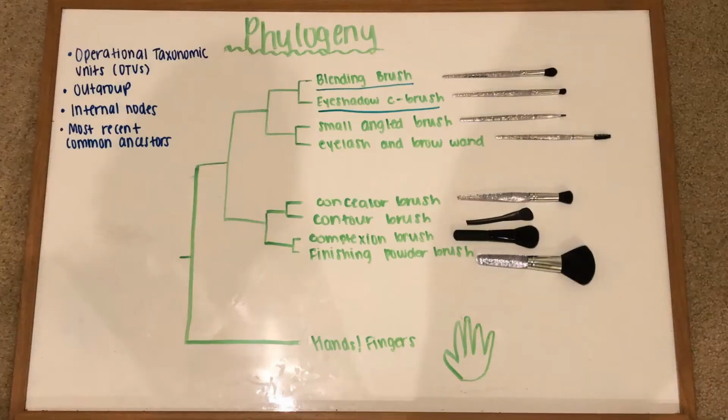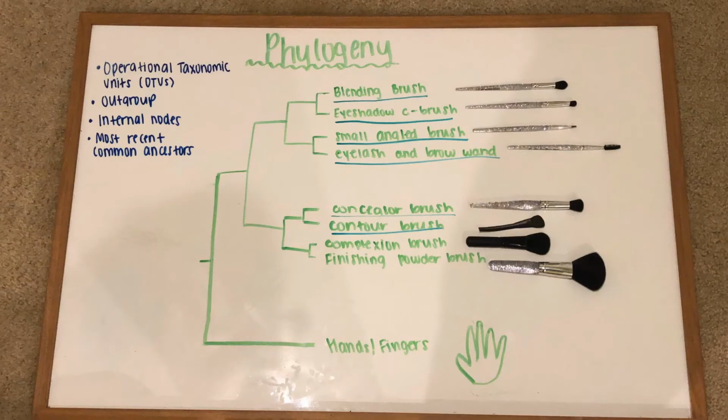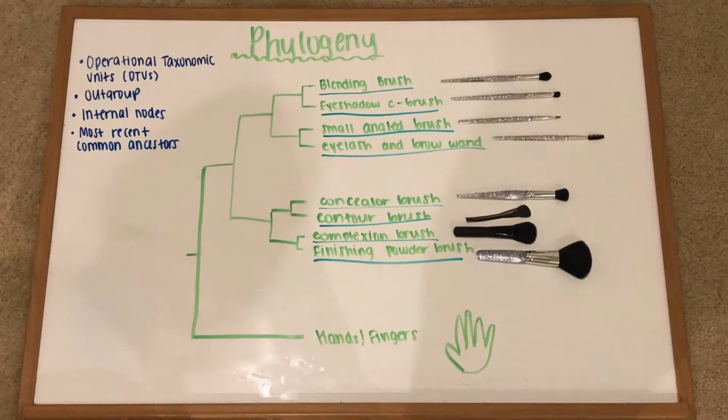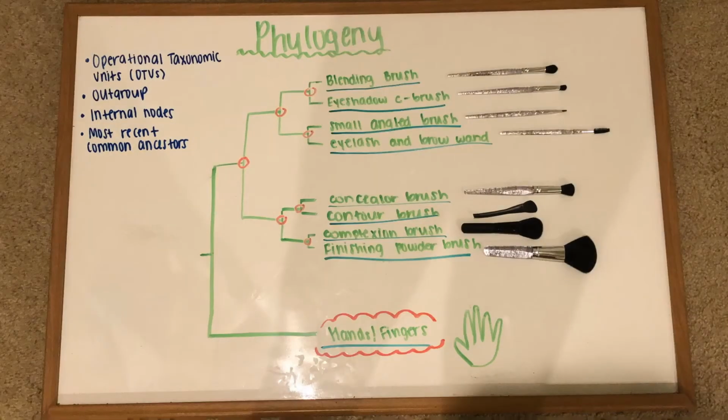OTUs are defined as species who have different DNA sequences and are most recognizable as the species at the rightmost part of the graph. Here, the OTUs are the different types of makeup brushes, which all differ due to their specific purposes when applying makeup. The outgroup in this tree are the hands/fingers. This is the outgroup because although its purpose is also to apply makeup, specifically in the past, it does not have the same structure or properties that a brush does.